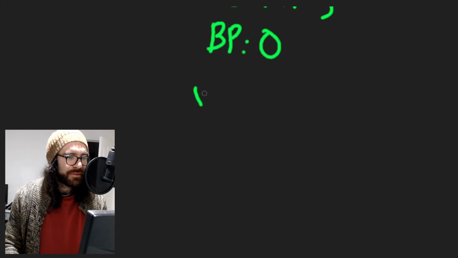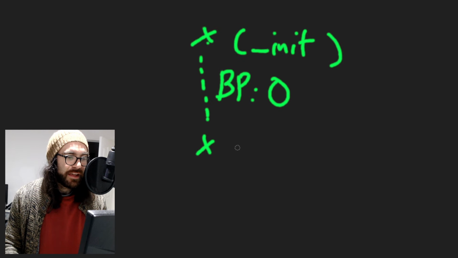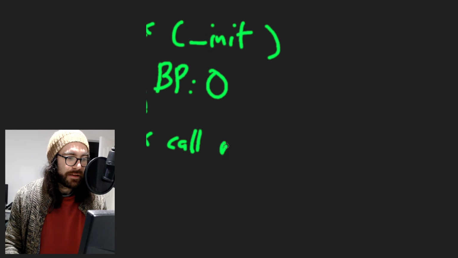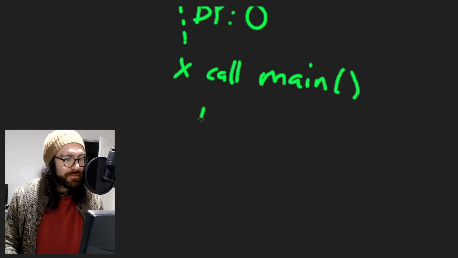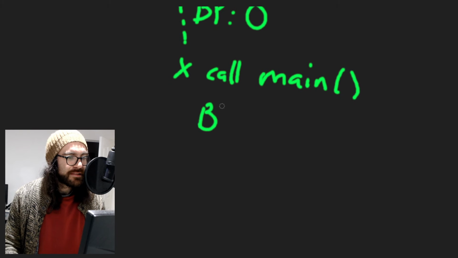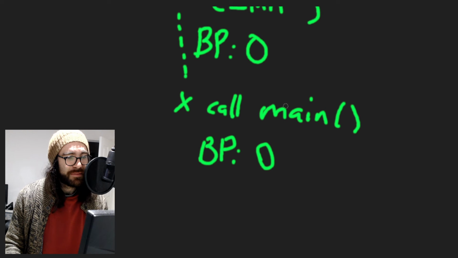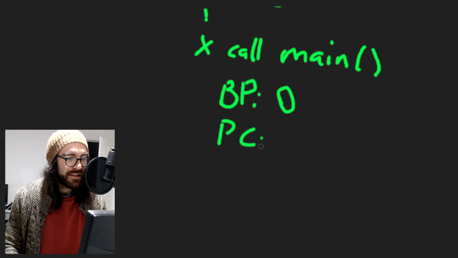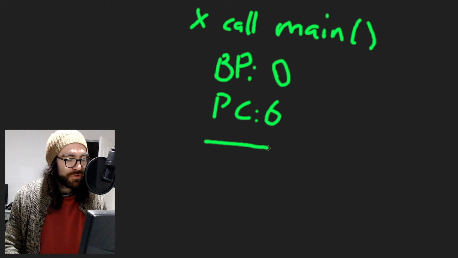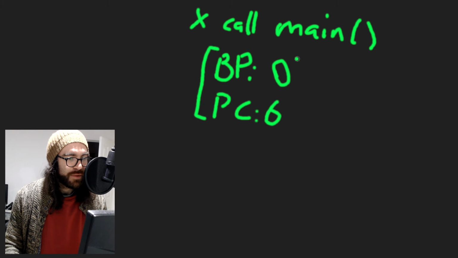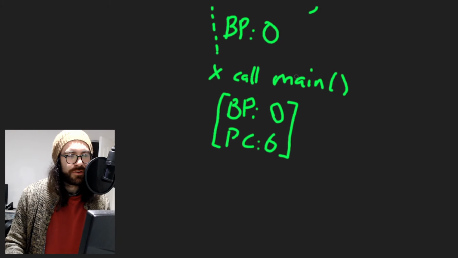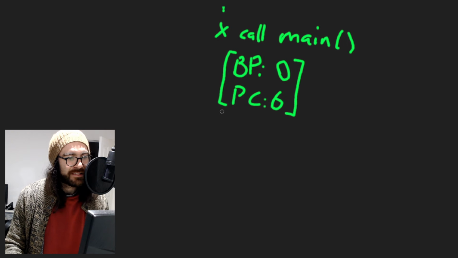The next thing that happens in our program execution journey is we call main. When we call main, BP is going to be X. Well, no, BP is still going to be 0 because it's the same BP, right? These are the same value. It hasn't changed yet. And PC is apparently going to be 6. So then we create a new frame that says when we were in init and called main, this is what was happening.